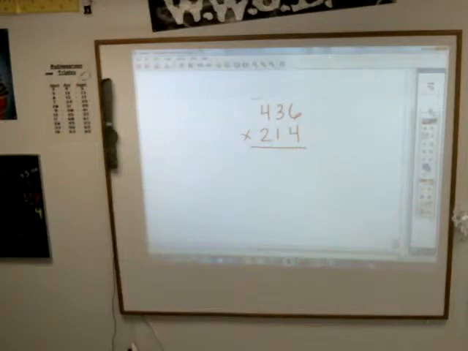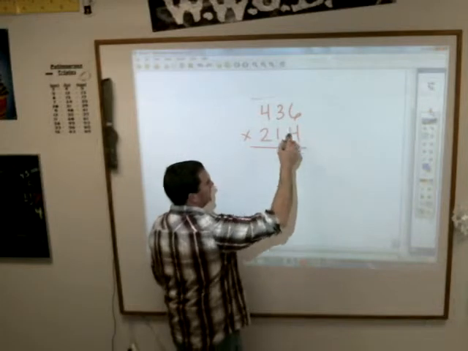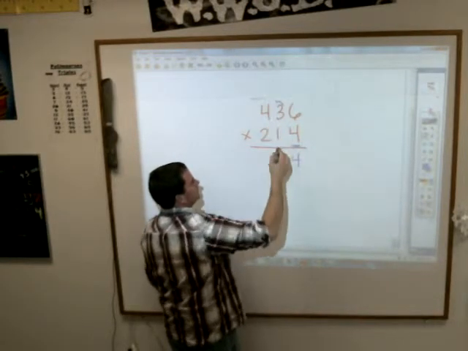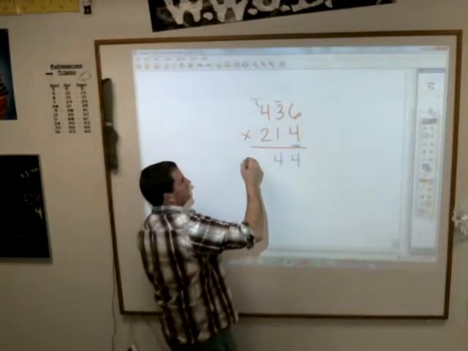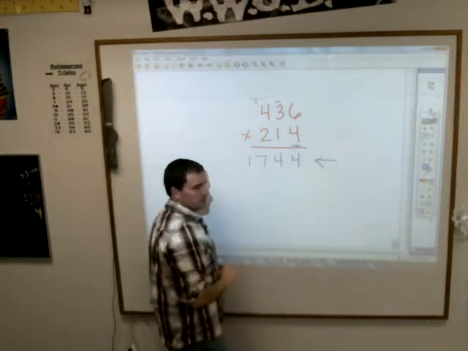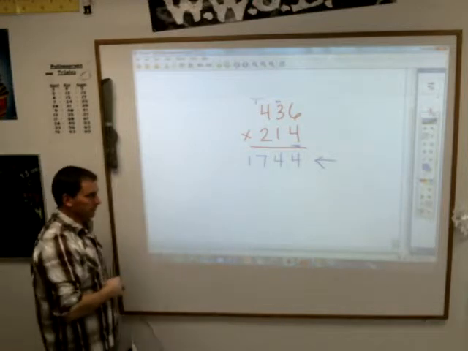Let's take a quick gander here. No zeros needed when you start with this 4. 4 times 6 is 24. Carry the 2. 12 plus 2 is 14. 4 times 4 is 16 plus 1 is... How many people got this for their first row? 1,744. Perfect.